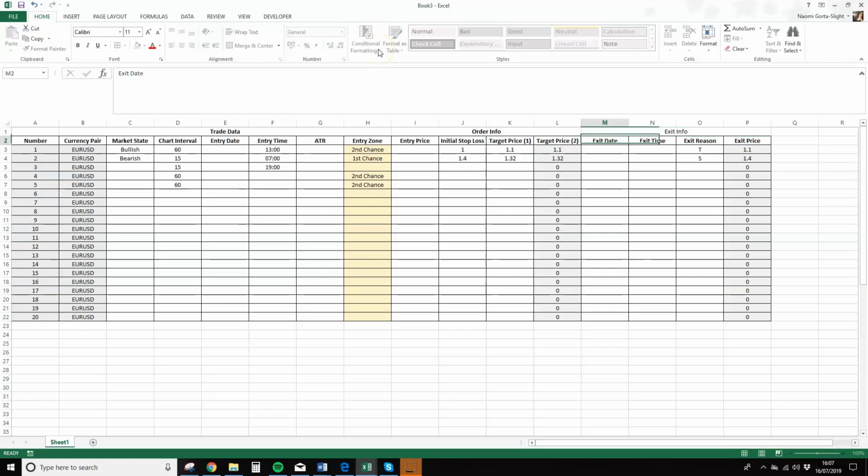Exit price, God, I'm tired. Exit info. Separate these out, make it nice and clear.